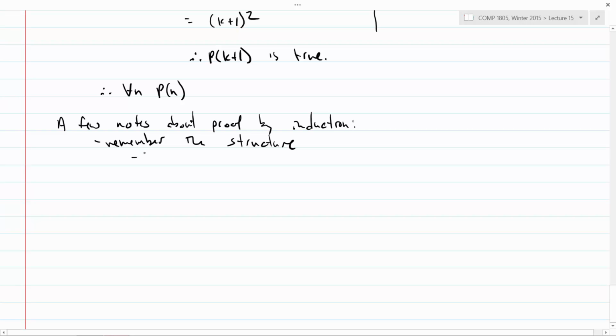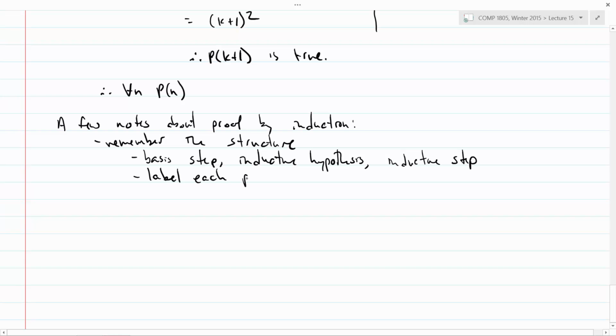The structure is the following. It's the basis step, the inductive hypothesis, and the inductive step. That's the structure. And you should label them. That's important. And in the inductive step, you should always state what you're trying to prove.